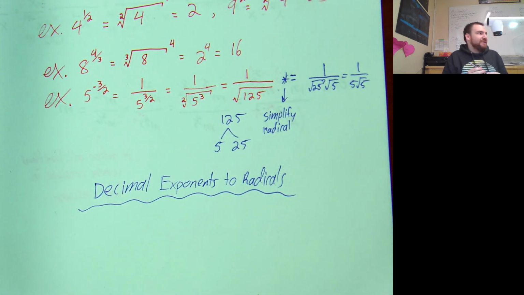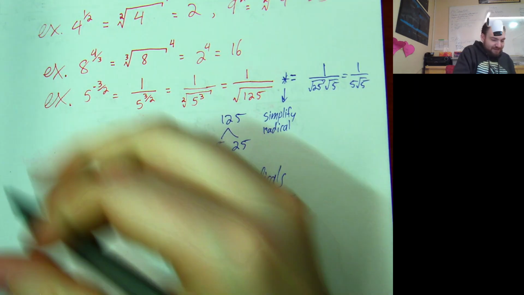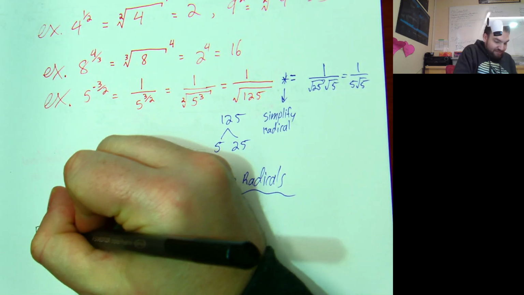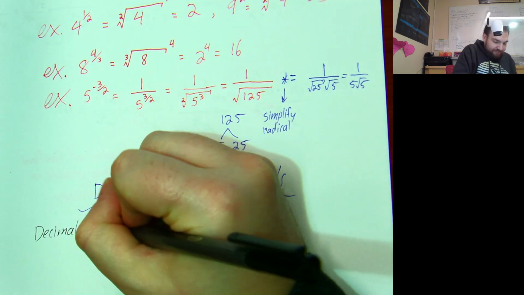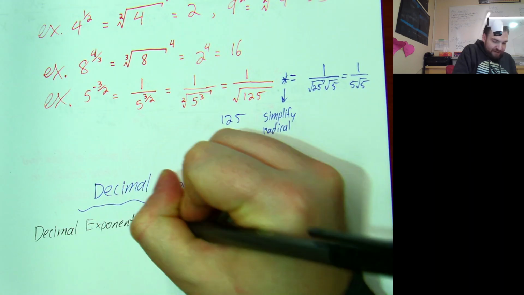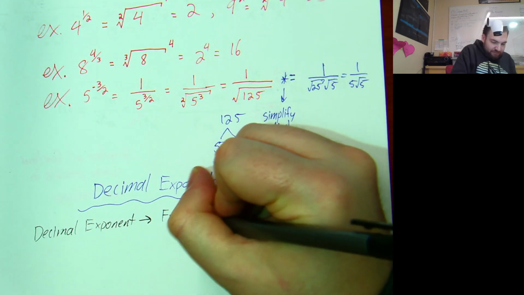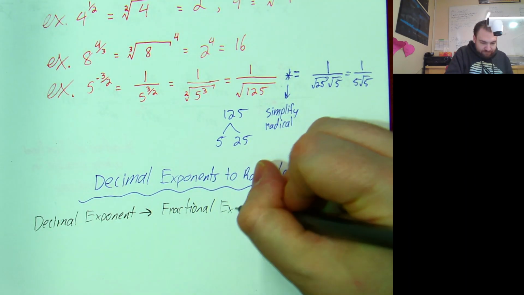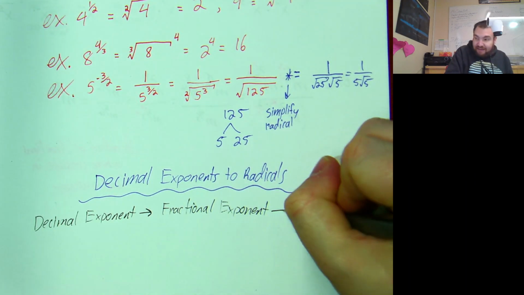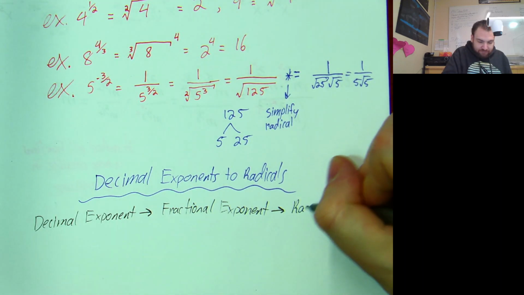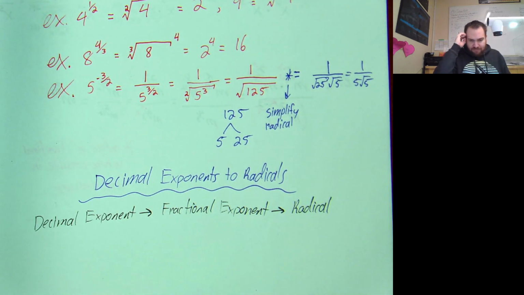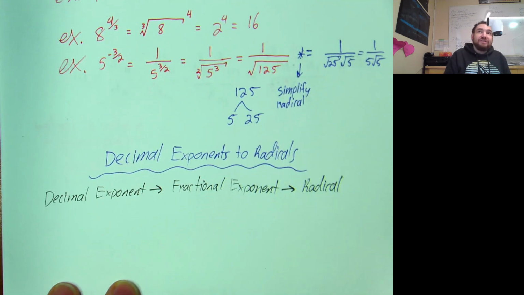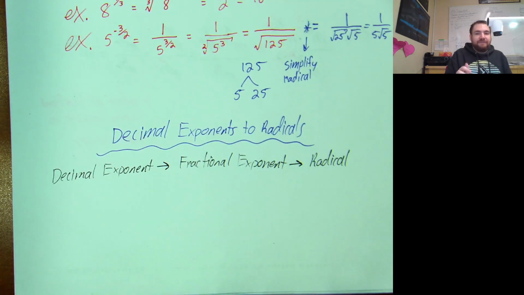Decimal exponents to radicals are easy, because we don't want to do them. What we're going to do instead is, what do you think we're going to do? We're going to make it a fraction. The decimal exponent is going to become a fractional exponent. And then that thing is going to become a radical. So let's do a nice easy one to make our life better.